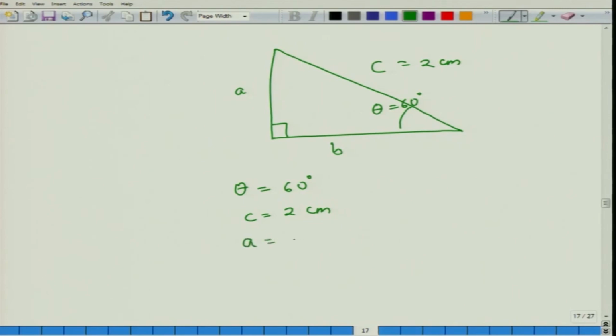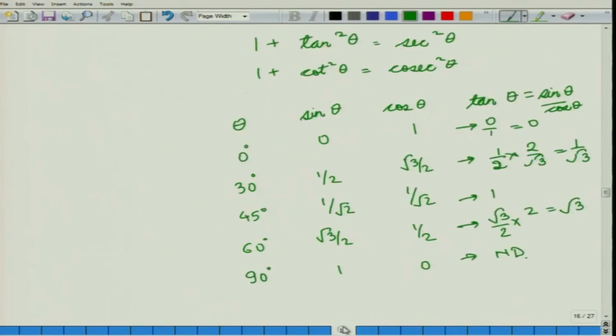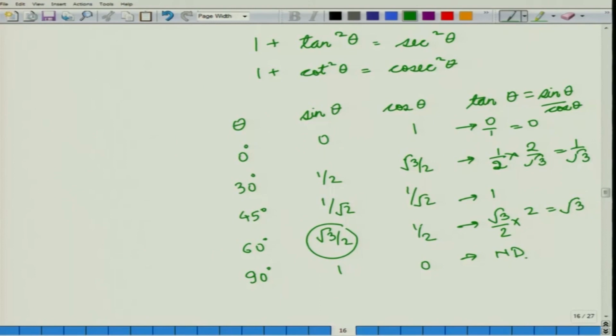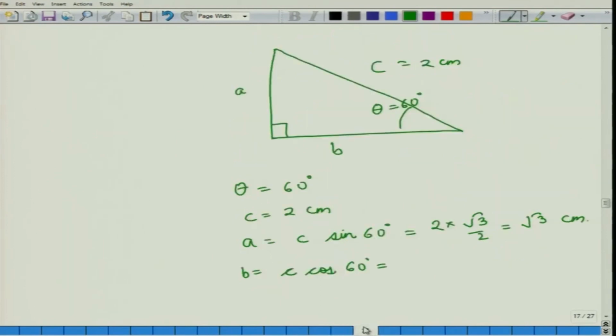Now, what is A? A is given by C into sine 60 degrees or C sine theta. Now, sine theta from the last page, we know that sine theta is root 3 by 2. So, this becomes 2 into root 3 by 2 equals root 3 centimeters. B equals C cos 60 degrees or C cos theta. Now, cos of 60 degrees is half. So, this becomes 2 into half equals 1 centimeter.